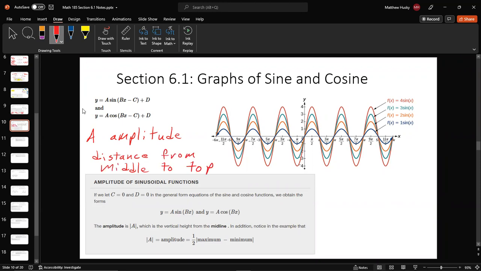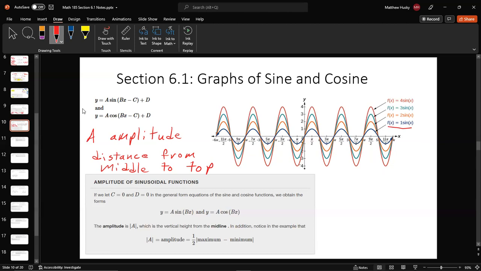With each of these, we've got a bunch of different ones here where they're graphing different amplitudes. So there's this dark blue one, which is the basic one. This is where the amplitude is 1. It goes as high as 1. If you do 2 times sine of x, now it goes as high as 2. 3 times sine of x, it goes as high as 3. 4 times sine of x, it goes as high as 4. So this is just telling you from the middle at 0, how high does it go? Alternatively, it also tells you how low it goes.